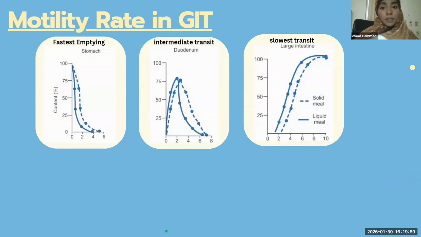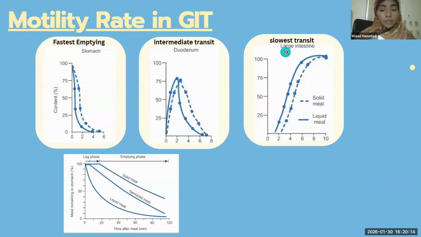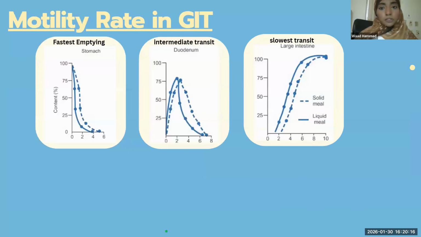Now we're talking about motility rate in the GIT. We're getting towards the very end of this lecture. The first thing that I want you to look at here is we have three different regions in the GIT, okay? We have the stomach, the duodenum, and the large intestine. So the only thing I want you to know here and what the MCQs love asking is which area has the fastest emptying. And as you can see here, I want you to follow these two lines, for example.